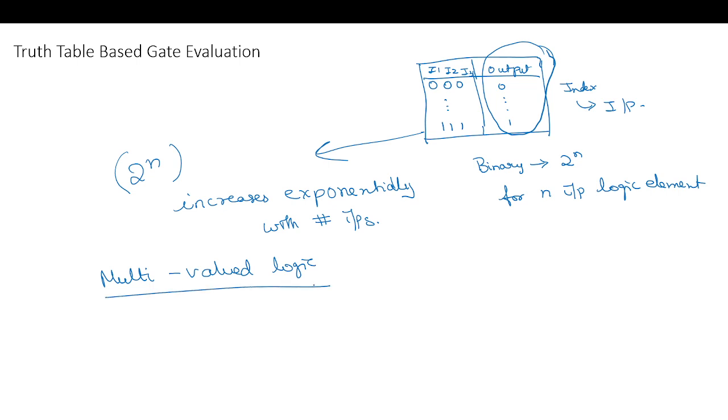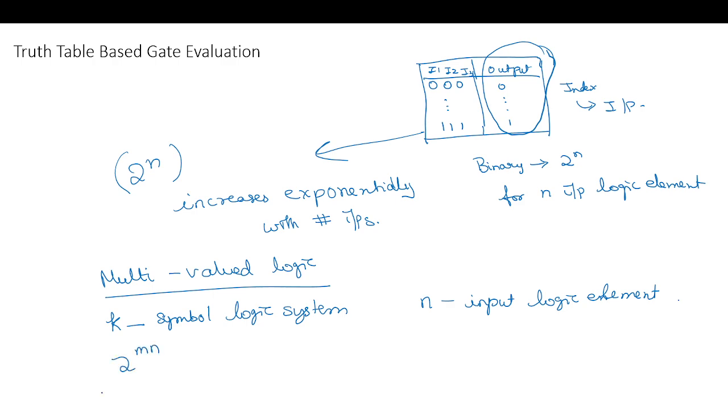If we consider a multi-valued logic, say a k symbol logic system and an n-input logic element, now instead of having two symbols 0 and 1, we have k such symbols. The number of entries in the table will be 2 to the power m times n, where m is the ceiling of log base 2 of k. We take the maximum integer value, like if we get 2.1, we consider it as 3. So the table can now be indexed by m times n, and this many entries we will have in the truth table.